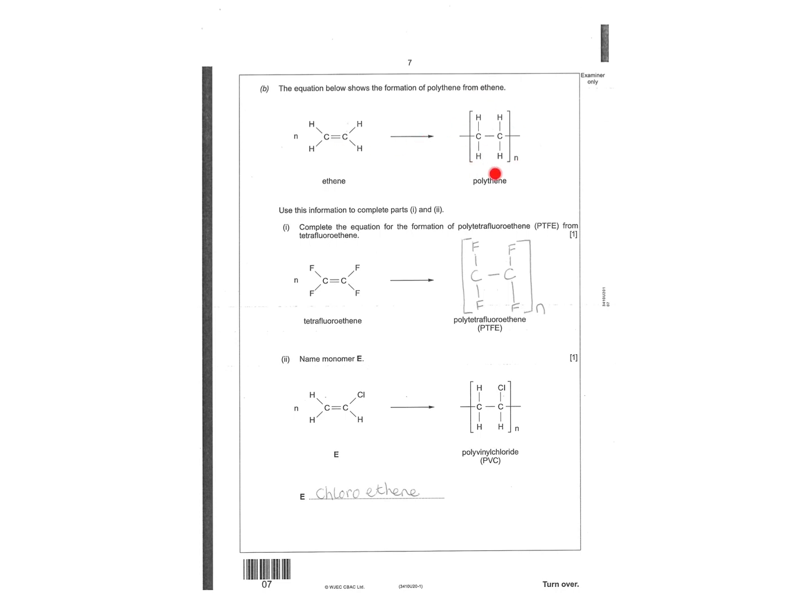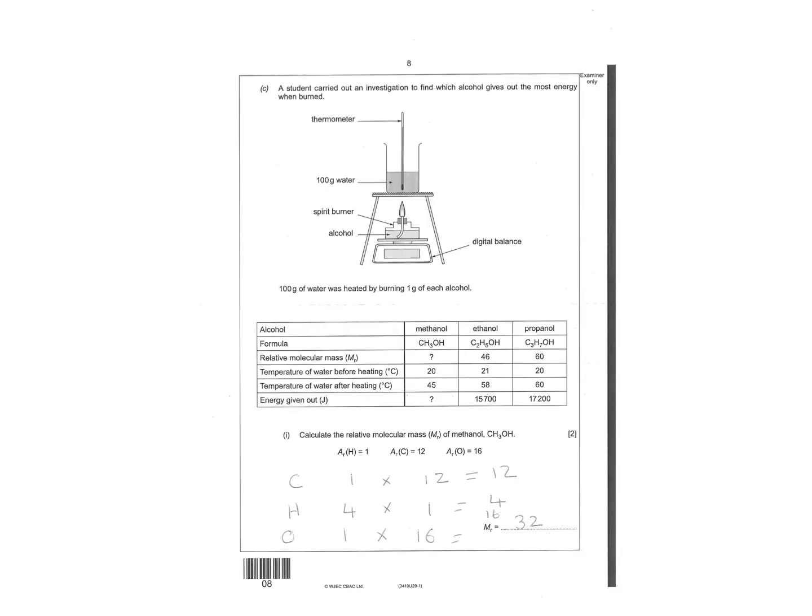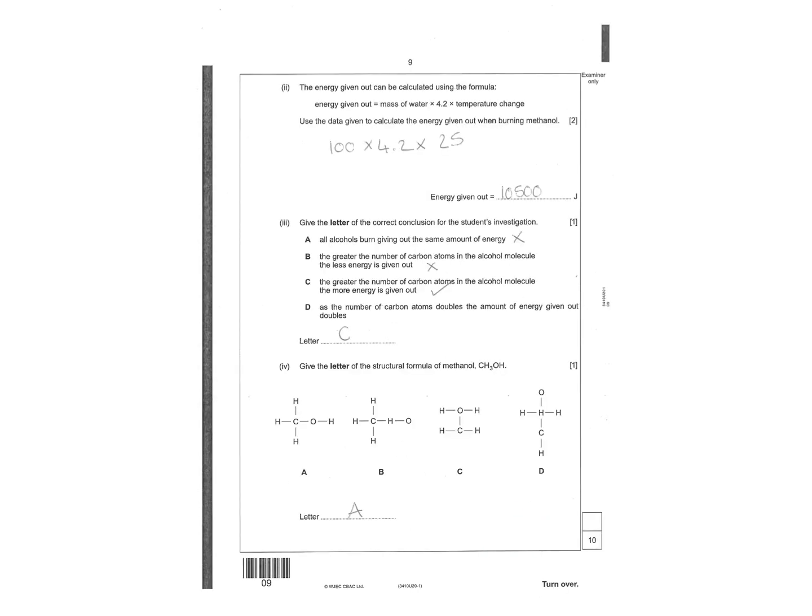This is quite nice because they've set it up for you the first one, so all you have to do is remove the double bond and straighten them out to draw the other one, and then name that. It would be chloroethene. It's ethene, but it's got 1 chlorine. Nice question here then, working out the Mr. So 1 carbon, 4 hydrogens, 1 oxygen, added all together would be 32. Then using the value for temperature change for methanol, you do 100, which is the mass of the water, times by 4.2 times by 25, which will give you that value.